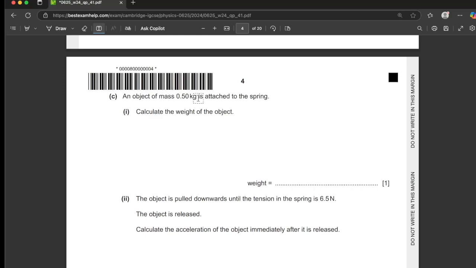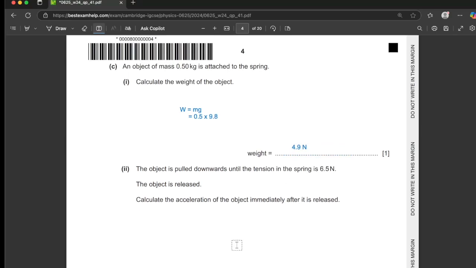C. An object of mass 0.5 kilograms is attached to the spring. Calculate the weight of the object. Weight is equal to mass times gravitational field strength, so that would be 0.5 times 9.8, and that is 4.9 newtons.